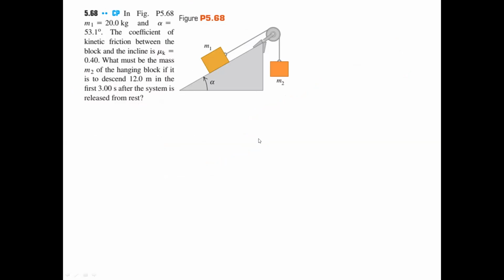And this one. You have two masses and one pulley, one rope system like this. And one is 20 kilograms. This one is 20 kilograms. Alpha, the angle of the inclined plane, is given as 53.1 degrees. Also, the kinetic friction coefficient is given as 0.4 here.